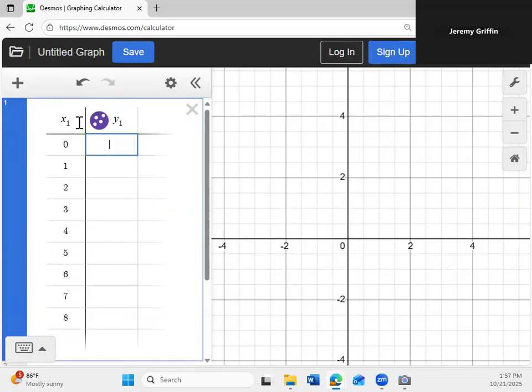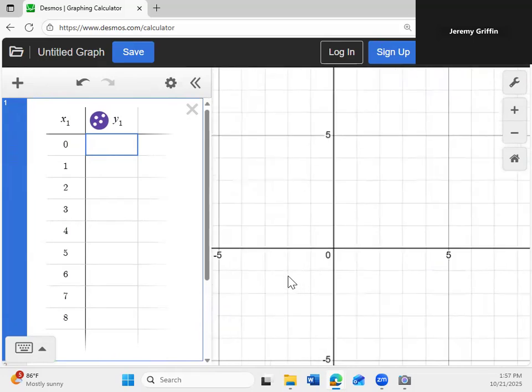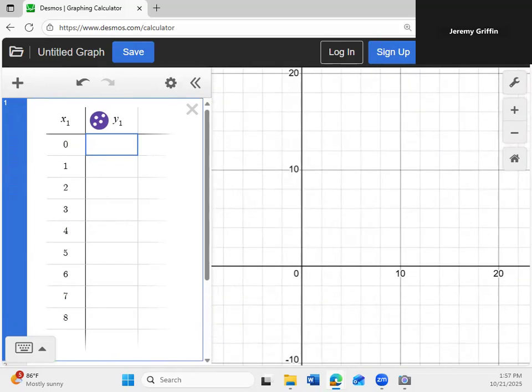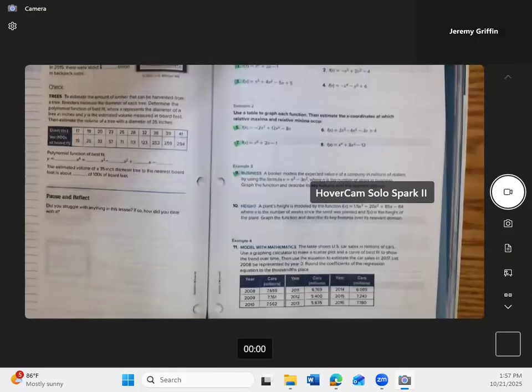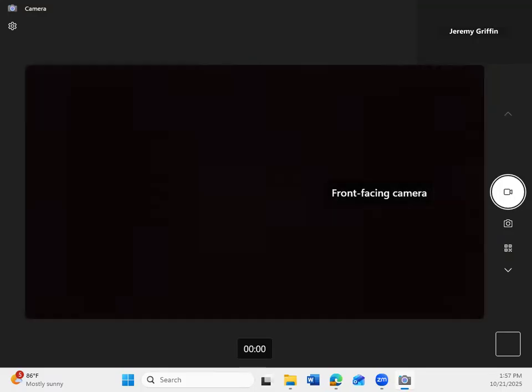Notice it gives you subscripts X1, Y1. That'll be important later. All right, you ready for Y1? Notice I don't have anything on this table yet. So if I go back to the book, all I'm doing is here. Camera reset. Okay. All I'm doing is I'm playing out this.